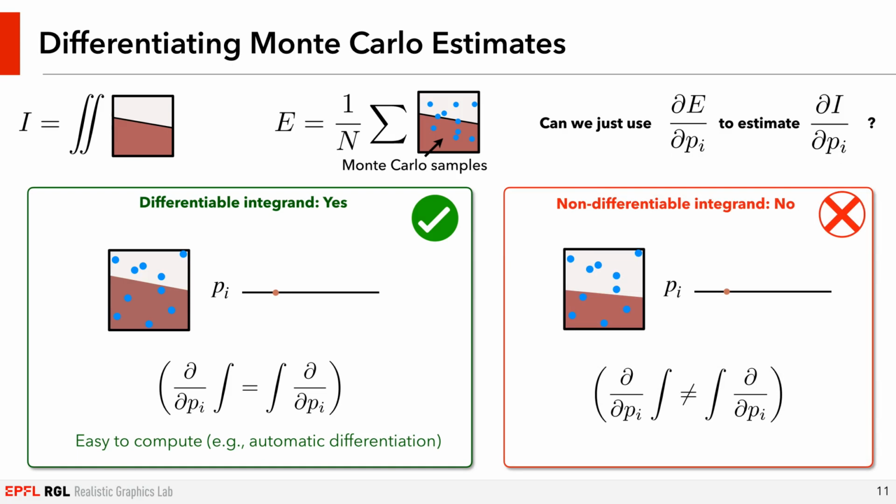But sometimes we need to differentiate with respect to a parameter that affects the positions of discontinuities in the integrand. For instance, here, the integrand is clearly not differentiable with respect to this scene parameter pi, since discontinuities move with respect to the Monte Carlo samples. In other words, the value of the integrand can have jumps at a given Monte Carlo sample. So in this case, differentiating the standard Monte Carlo estimate does not give an estimate of the partial derivatives of the integral. Mathematically, this comes from the fact that we cannot swap the partial derivative sign and the integral sign when the integrand is not differentiable.